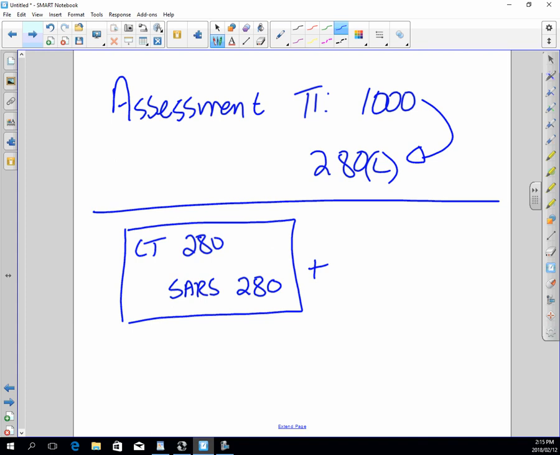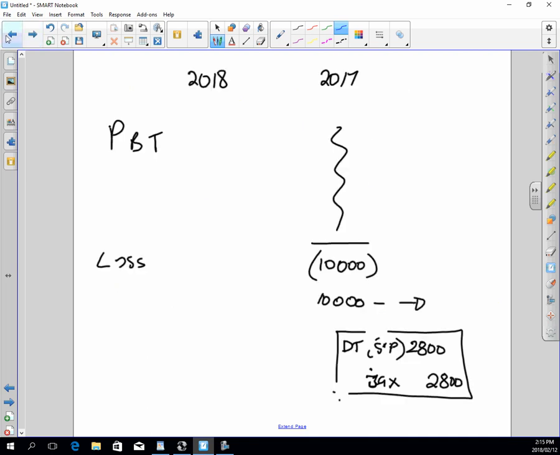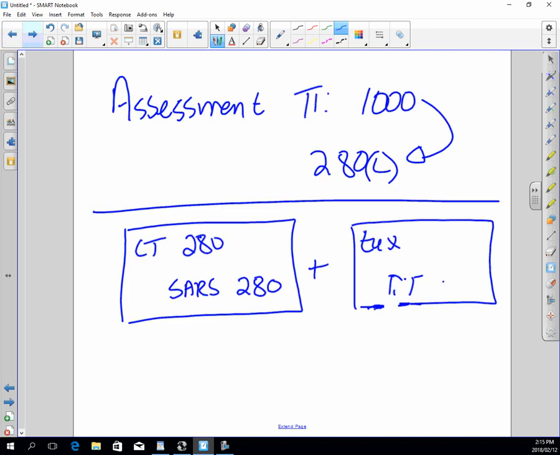And then in addition to that, you need to reverse out this deferred tax asset that you provided for last year: debit tax expense profit or loss, credit deferred tax, and you can see it there, 28%, that's 2,800. So what we've got then is an under provision, and you're going to see the under provision of 280 under the component current, and you're going to see under provision 2,800 under deferred.